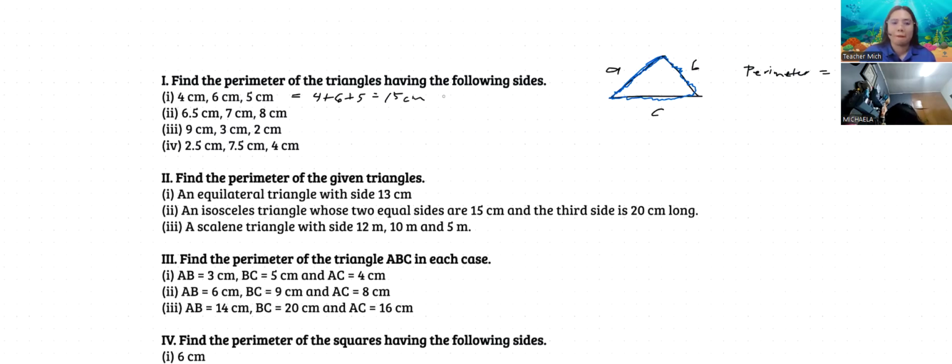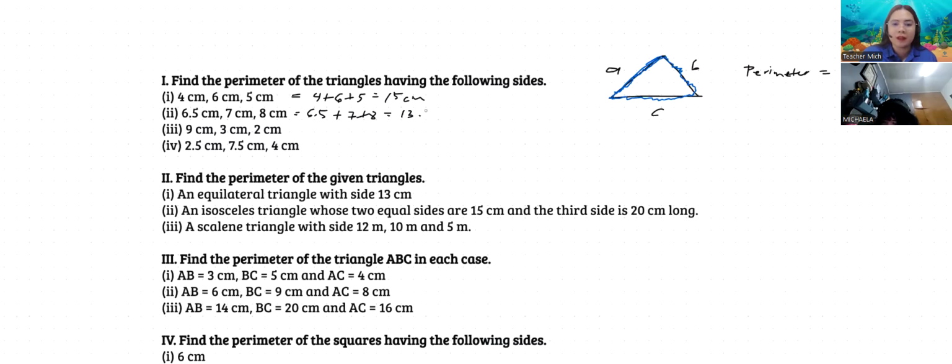Okay, question. So what if we have this kind of decimal and then a whole number? So first, we need to solve 6.5 plus 7 plus 8. So for us to answer this one, 6 plus 7, that's 13. And then we have here 0.5. So this is 13.5 plus 8.